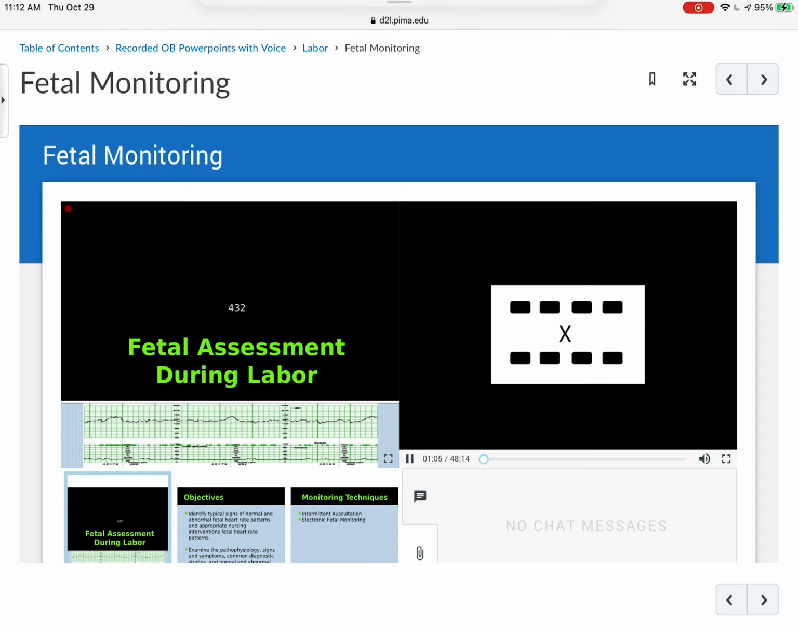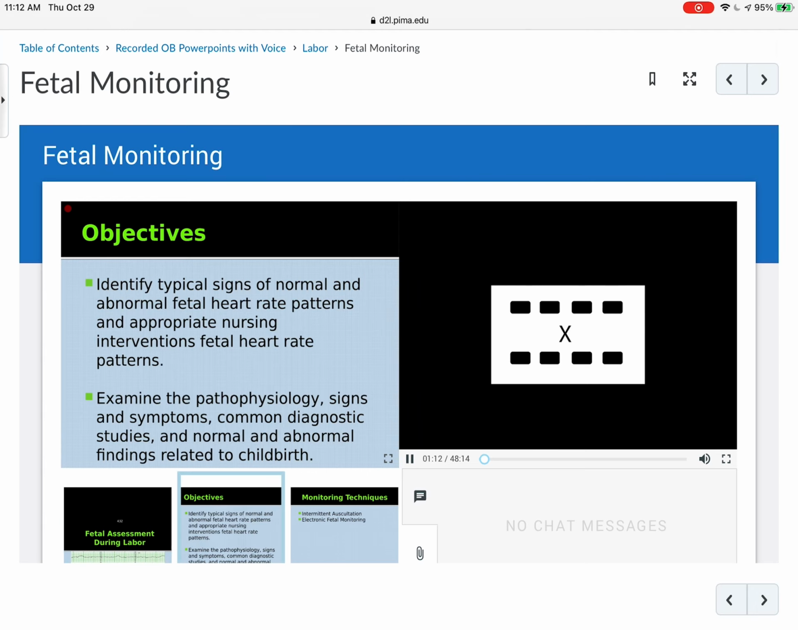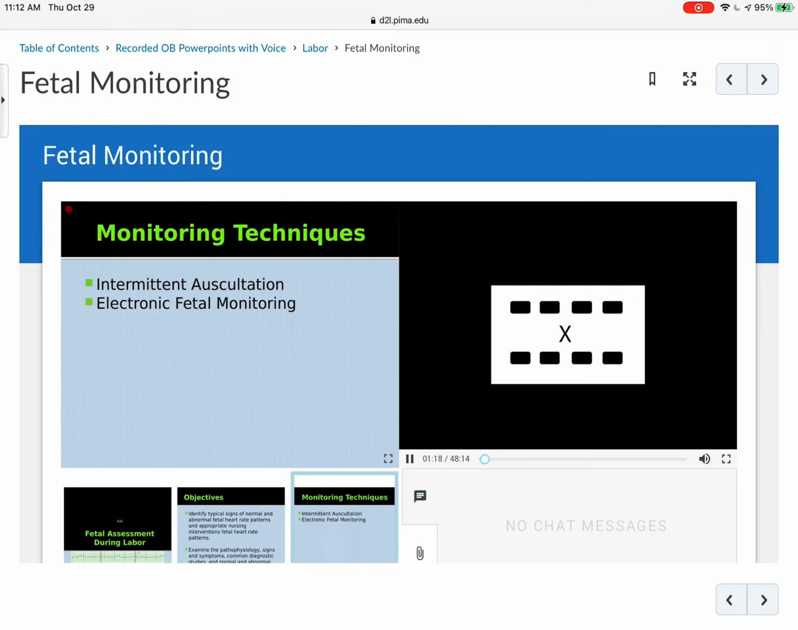But a better way, or more accurate way of assessing, is actually putting on monitors and assessing using the fetal monitors available in the hospital settings. So we're going to look at assessing fetal heart tones.